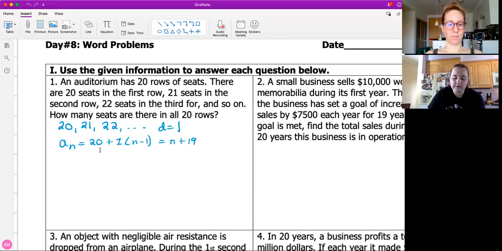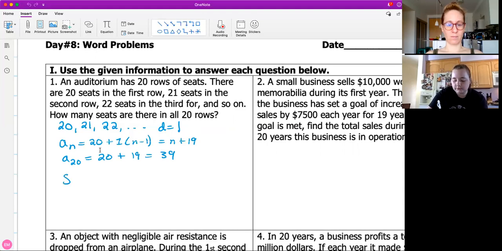Then the question is asking us how many seats are there in all 20 rows? So this is a partial sum of the sequence because it's only asking for rows 1 through 20. So we're going to have to use the partial sum formula. Remember that for an arithmetic sequence, the explicit equation is really important because you have to find a sub 20 and plug that into our partial sum equation. So let's find that really quick. a sub 20 is just 20 plus 19, and that is 39.